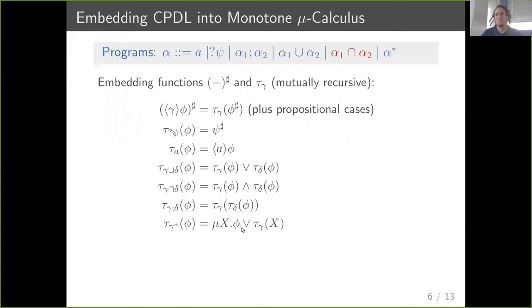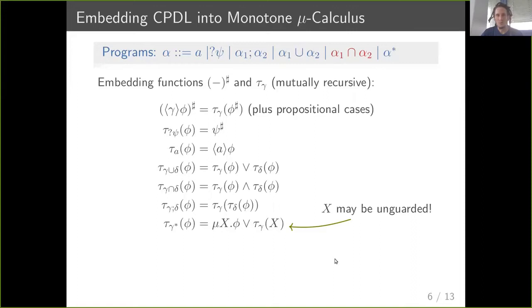So there's one problem with this embedding though. It does not produce guarded formulae. So in guarded formulae, the fixed point variables occur only under at least one modal operator within their binding fixed point formula. And this is not the case because if you take, for instance, the program A star or B, and that to the star, then the resulting formula here will not be guarded.